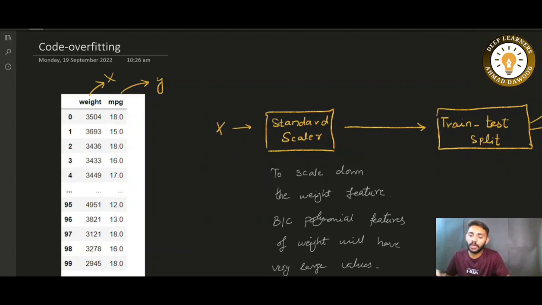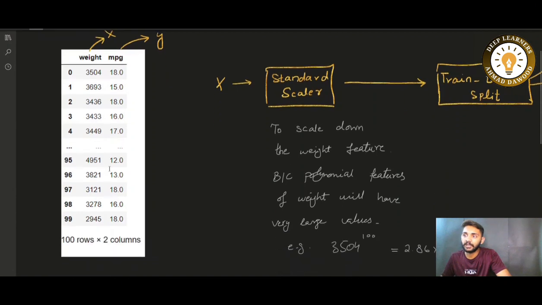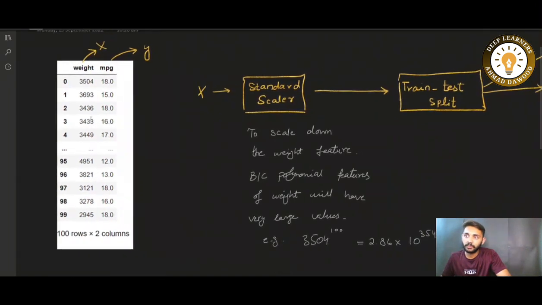The dataset that I will use has just two columns. One column will be the independent column, and the other will be the dependent column. You can say the weight is X, and miles per gallon is Y. In total we have 100 rows in our dataset.